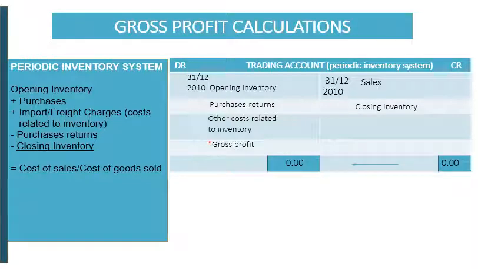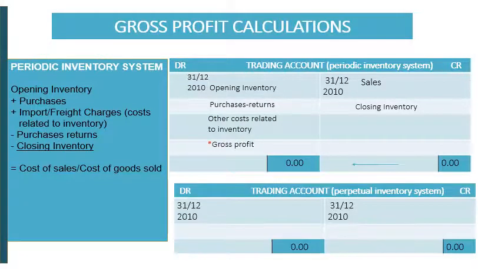When using the perpetual inventory system, the trading account will be drawn as follows. The credit side will be the sales. The debit side will be the cost of sales after determining using the calculation on markups.